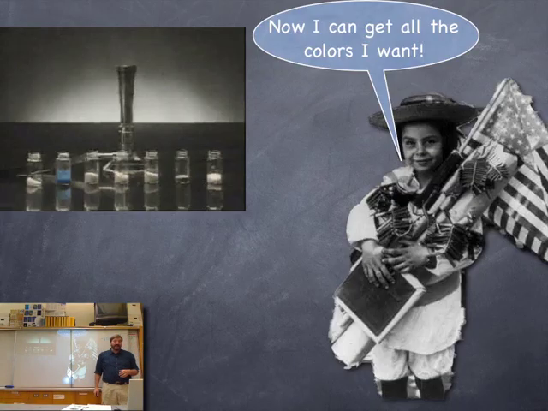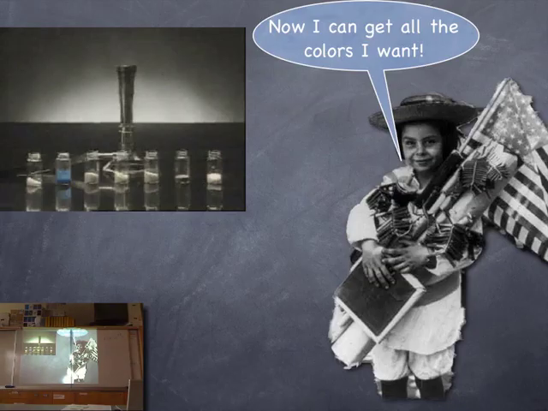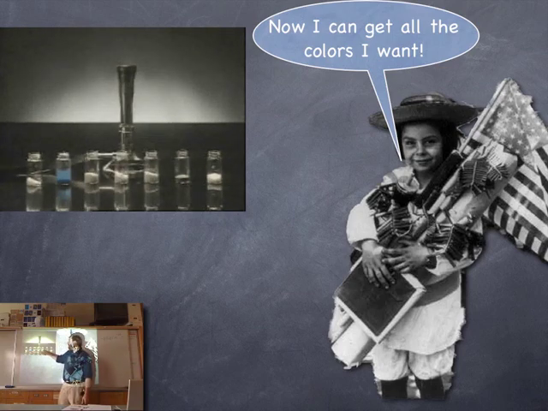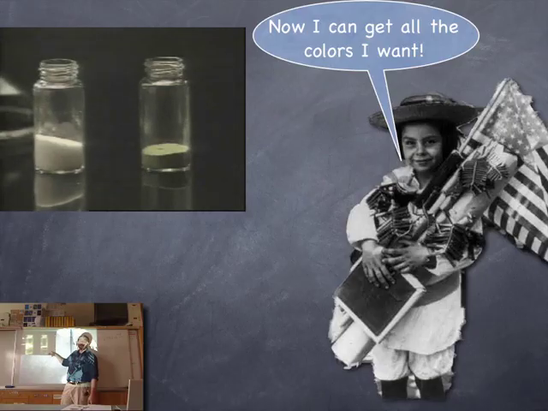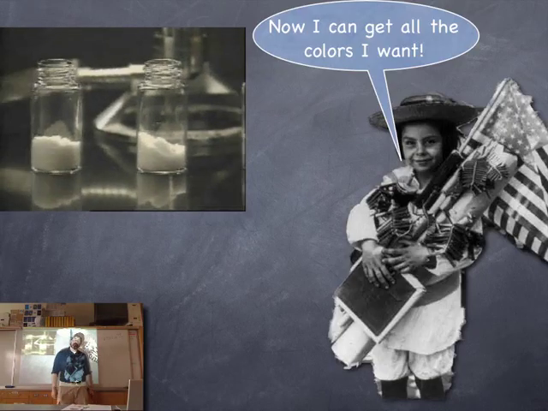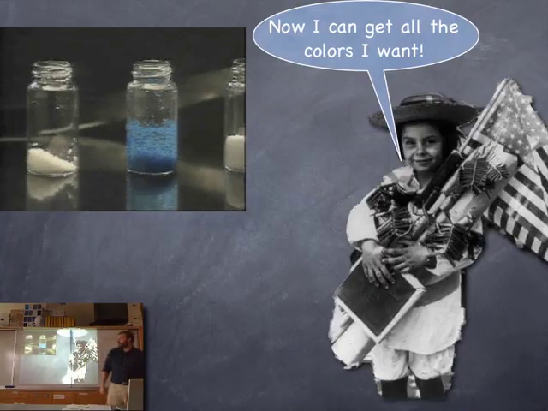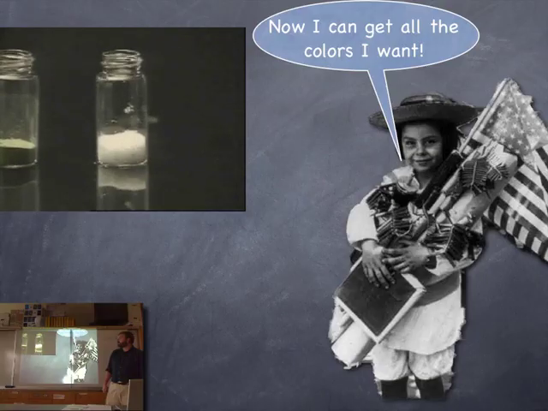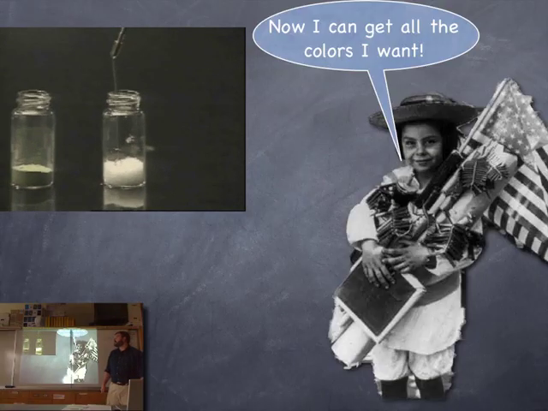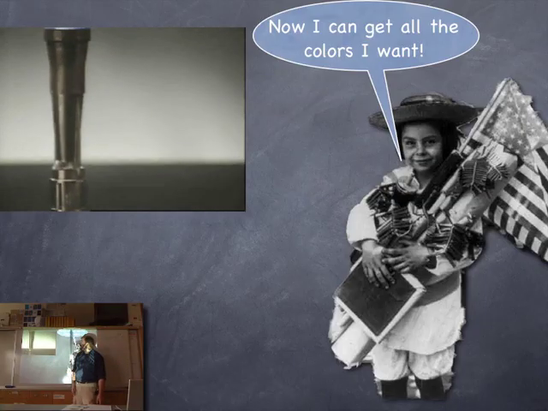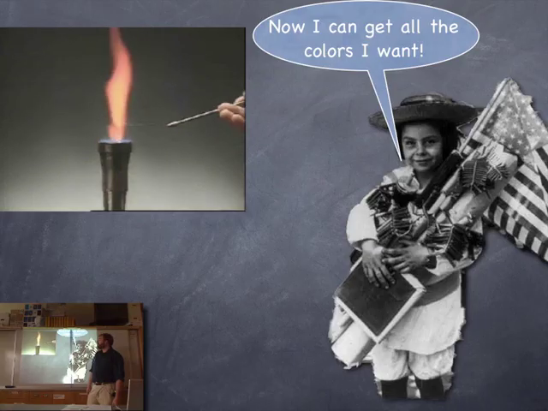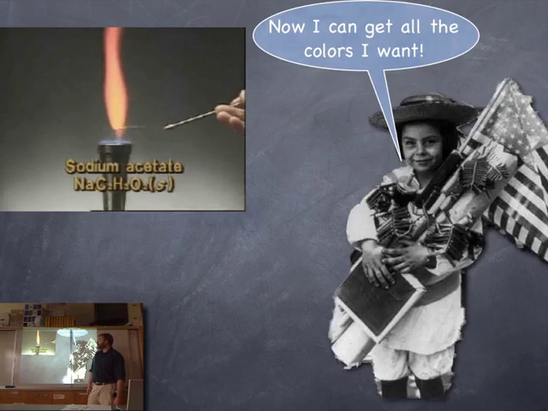All right, looks like Jane is pretty set up here. She can get all the colors she wants because different elements will emit different colors of light. What we have here is a bunch of different metal salts, metal ionic compounds of different metals. It's typically the metal that is going to be important here, and they're the metals we typically use in fireworks. They're taking a little platinum wire and sticking the metal in there. So there's sodium acetate.